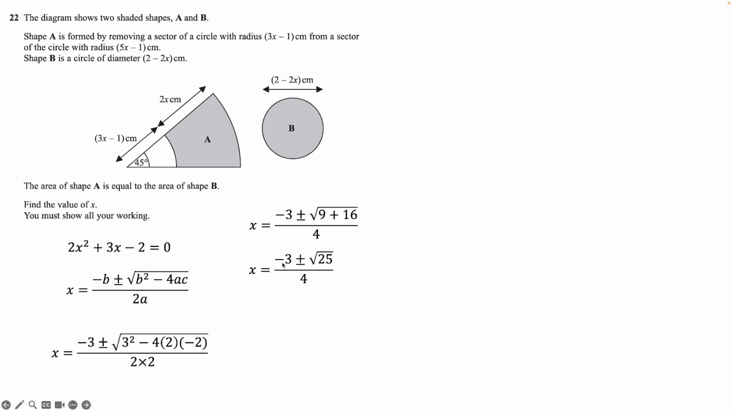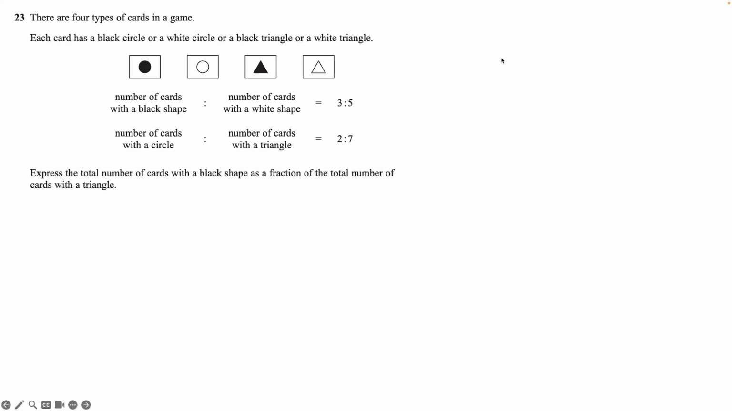So then the square root of 25 is 5. So this is our two values of x. If we do minus 3 plus 5 over 4, that's 2 over 4. If we do minus 3 minus 5 over 4, that's minus 8 over 4. But because we're dealing with areas, x can't be negative. So this is the only value we can have. So x is equal to 2 over 4, which is also equal to a half. Pretty tough question. I think this is the last question.